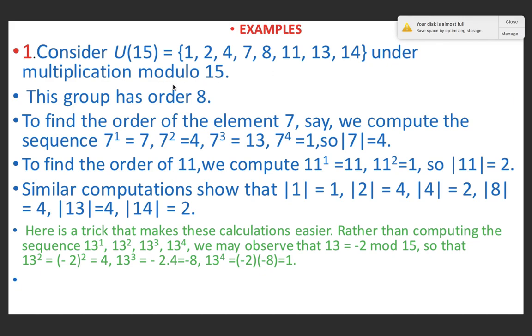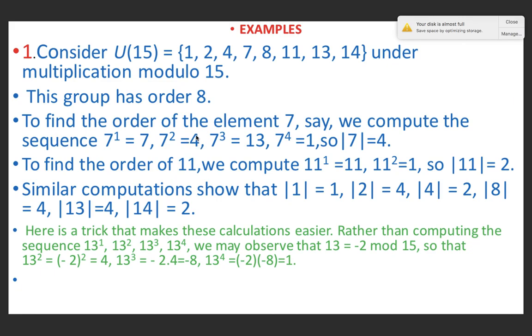So here the operation is multiplication modulo 15. So we will compute the sequence like 7 raised to 1. 7 raised to 1 means 7. If you divide it by 15, the remainder is 7 only. Now 7 square. 7 square means 49. If you divide 49 by 15, 15 threes are 45 and the remainder is 4. So I have written 4 here.